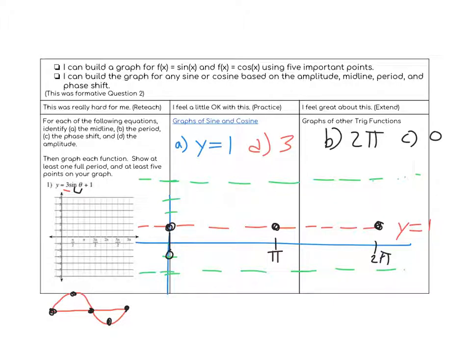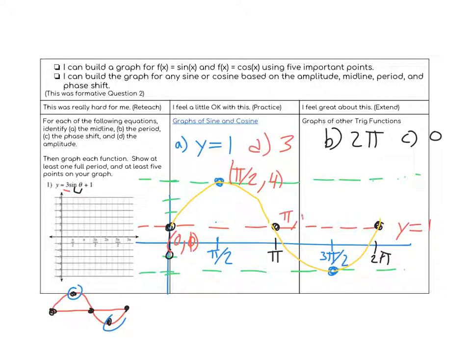How beautiful is that? Next, I'm going to cut these in half again, and we've got pi over 2, and we've got 3 pi over 2. That's going to be my upper point, that's this guy, and my lower point. Once I have those, I'm going to connect them, and if I really want to be snazzy, I might identify these points as 0, 1. I lied there. This is going to be pi over 2, comma 4. We've got pi, comma 1. We've got 3 pi over 2, comma negative 2. And we've got 2 pi, comma 1.